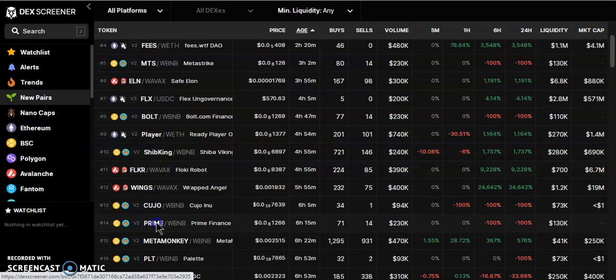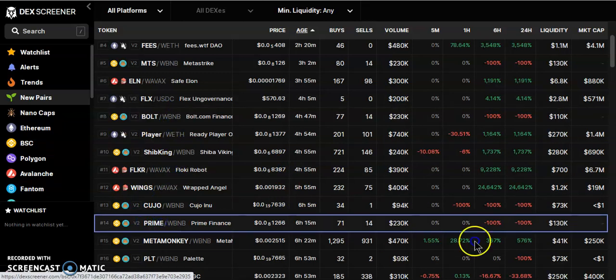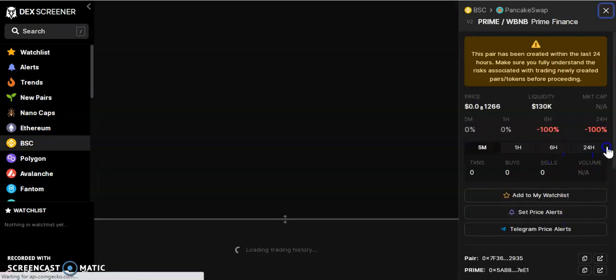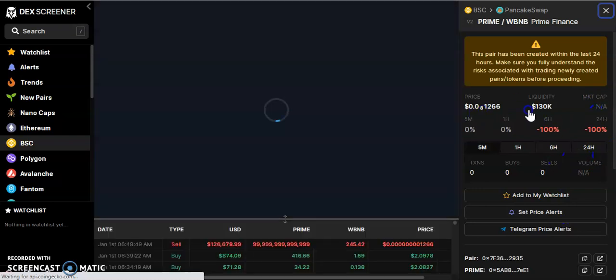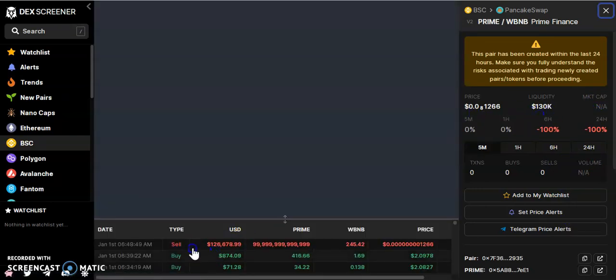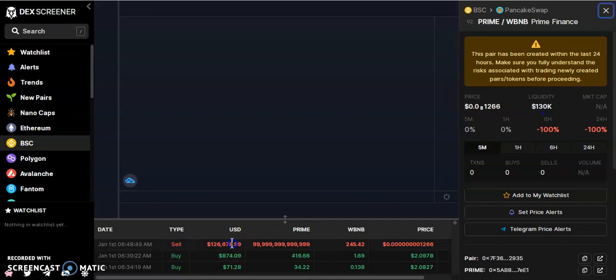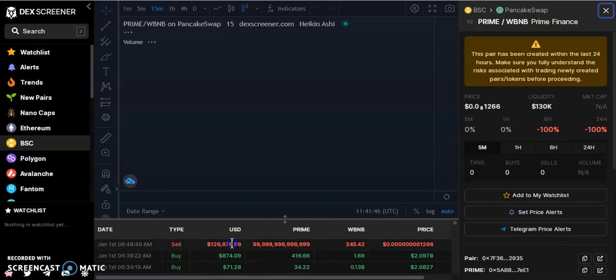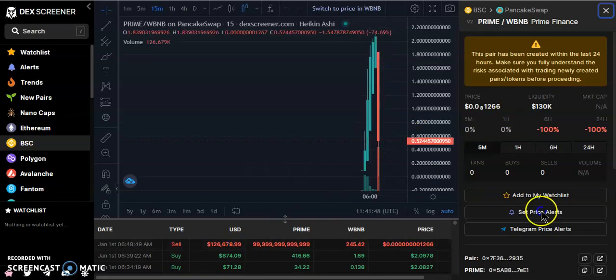That one is dead. So let's go to Prime Finance. This one is a honeypot too, because you know liquidity is 130, and it seems like this guy just drained all the money from the liquidity. Okay. So as you can see, another honeypot.